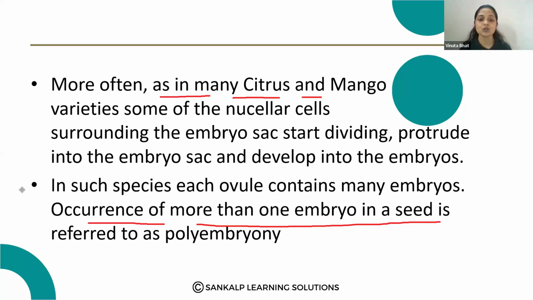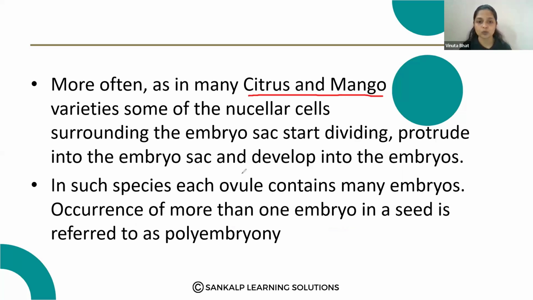Okay. So the definition of polyembryony is very important. The occurrence of more than one embryo in a seed is called polyembryony. Example, citrus and mango. Citrus and mango are the examples for polyembryony. But how is this more than one embryo present in a seed?